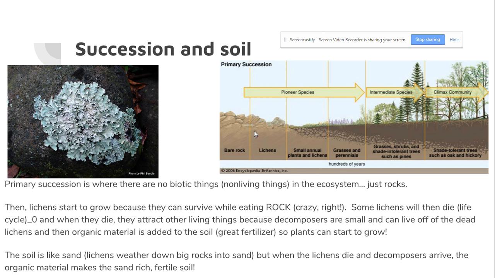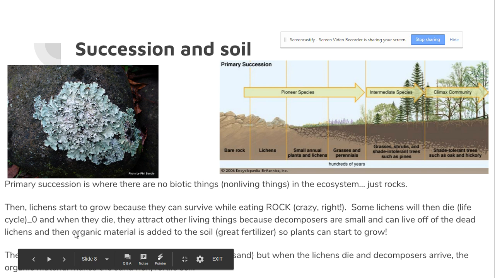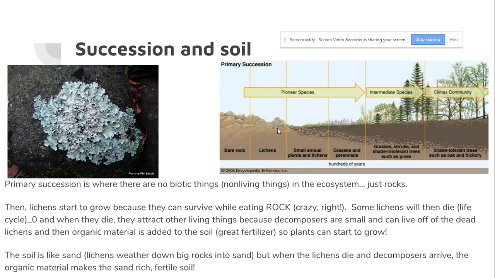When these lichens die, they fall to the ground. Now they've been weathering down these rocks because they eat rocks, so there's smaller rock particles collecting here. These lichens fall into those smaller rock particles and they actually add organic material. So organic material is added. Now, decomposers are going to arrive. Bacteria are going to get really excited because they eat dead living things. So when the lichens die, they become food for the decomposers.